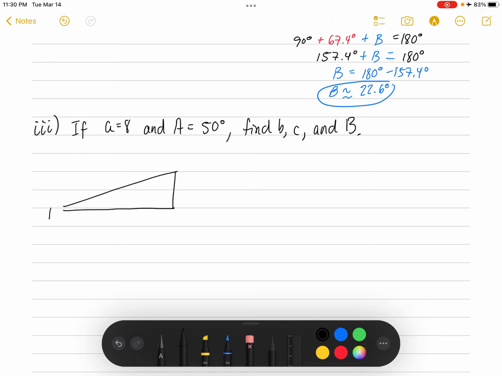So here's big B, big A, and this 90-degree corner, that's going to be big C, actually. I'm not going to write it, but understand that's big C down there in the bottom right corner. We got little c, little a, little b. So what do we know? We know little a is 8, big A is 50. That's all we know. So we got to find the other things.